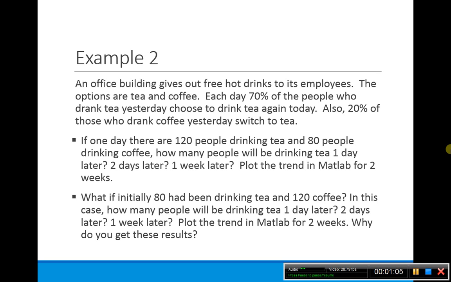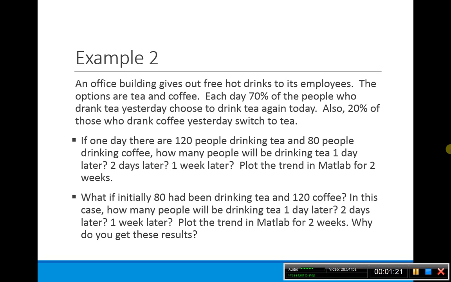So if one day there are 120 people drinking tea and 80 people drinking coffee, how many people will be drinking tea 1 day later, 2 days later, 1 week later? And we basically want to plot the trend in Matlab for 2 weeks.